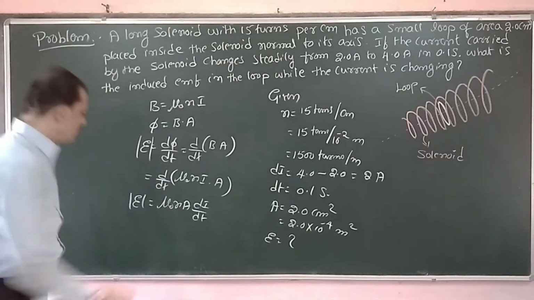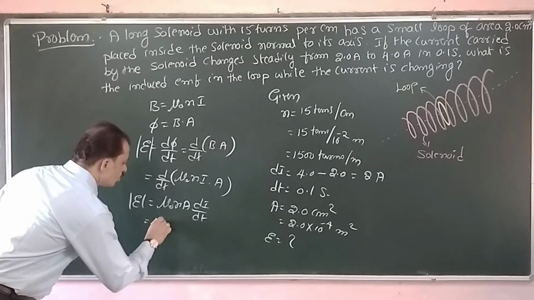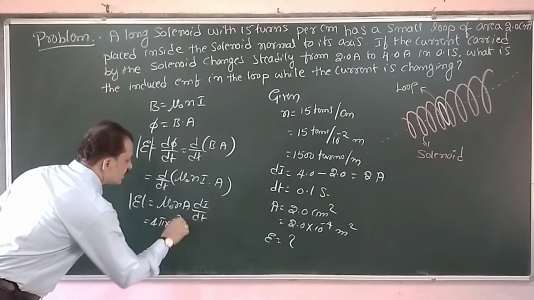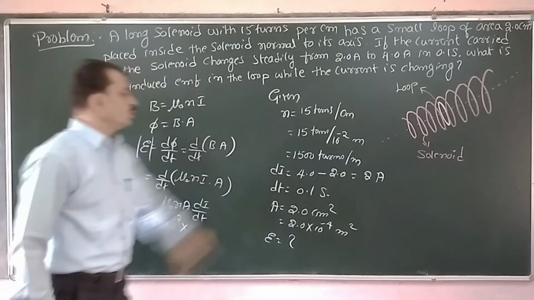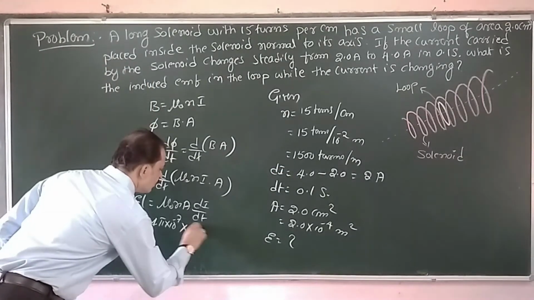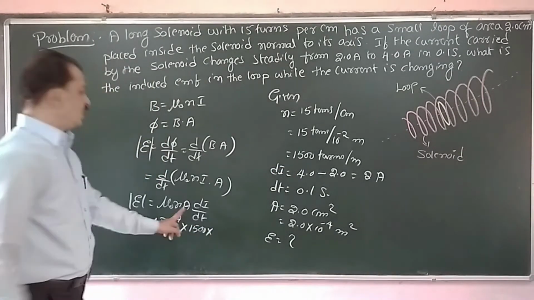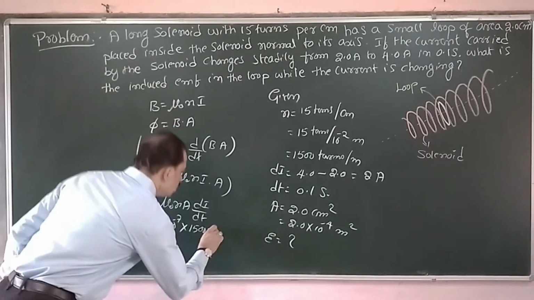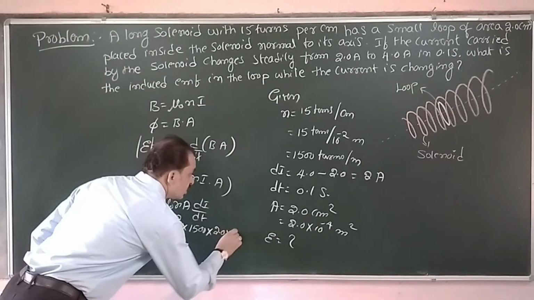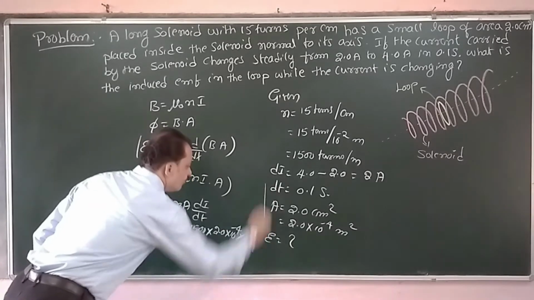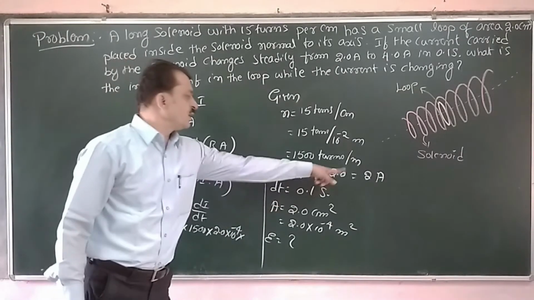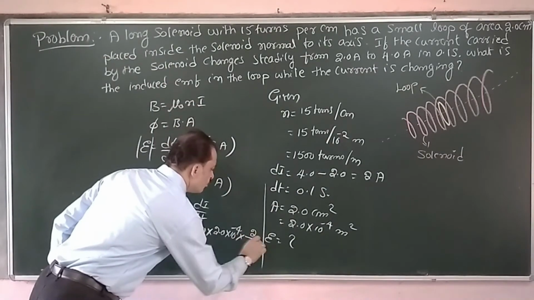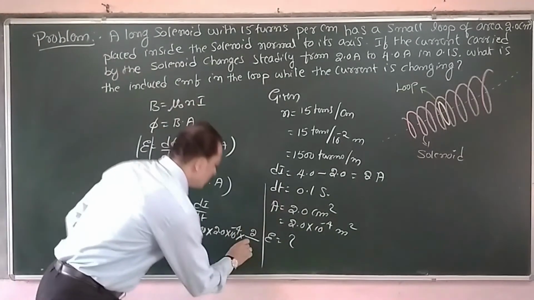So μ0 is 4π into 10⁻⁷, the number of turns per meter is 1500, and the area of cross section is 2.0 into 10⁻⁴, into dI by dt. Now dI is 2 divided by dt, which is 0.1.